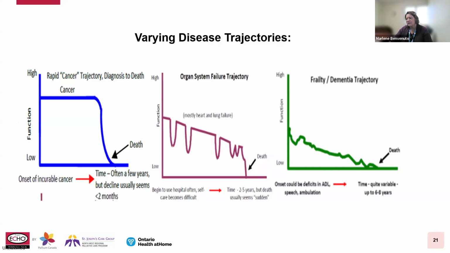So for the organ system failure, it's more of an erratic decline. I like to use the examples of a lung disease or COPD, because that's so visual when someone's having those respiratory exacerbations. And it's more of an erratic decline. And that could be a period of time of 2 to 5 years. But generally, death happens suddenly in this trajectory.